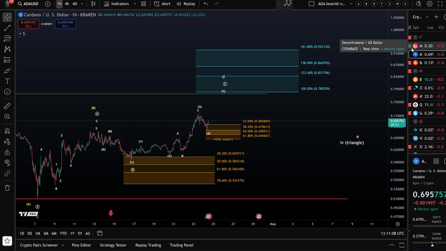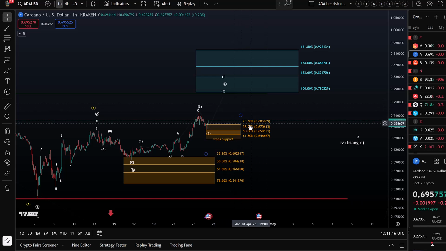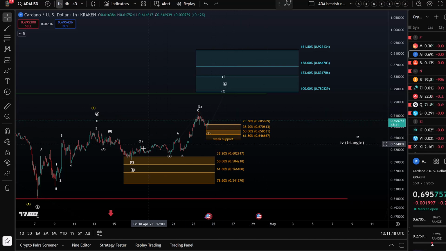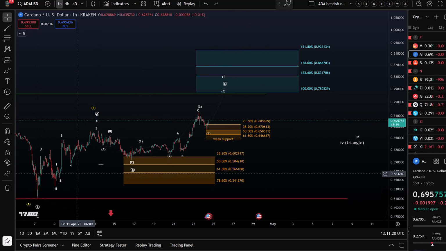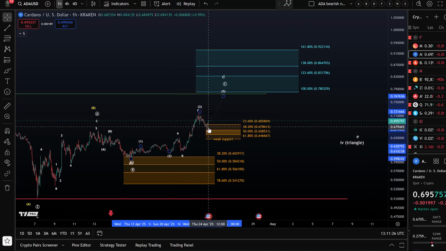On the ADA chart, we're currently tracking a potential C wave to the upside. As you know, that wave count, that microstructure, is very broadly in line with the Bitcoin chart. At the moment on the Bitcoin chart, I'm also tracking an internal fourth wave pullback, which kind of aligns here with the ADA chart.